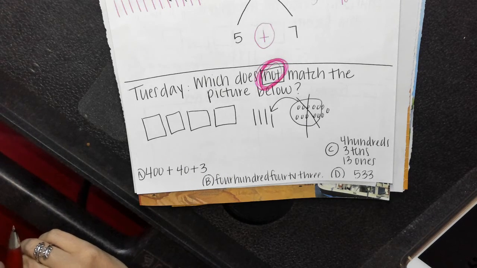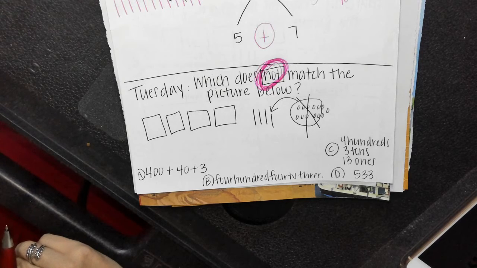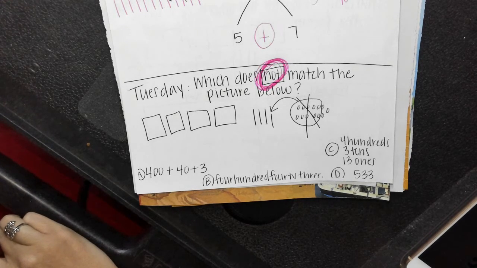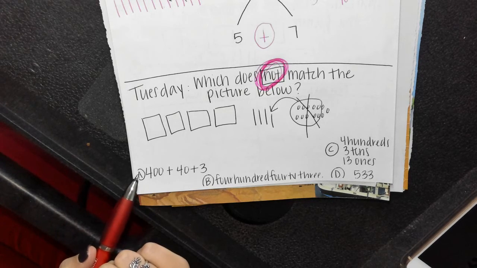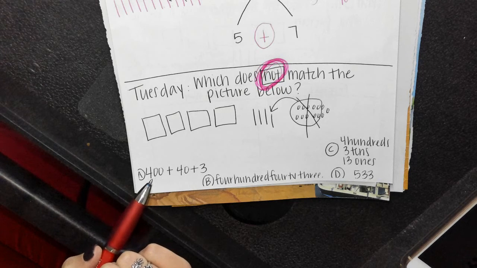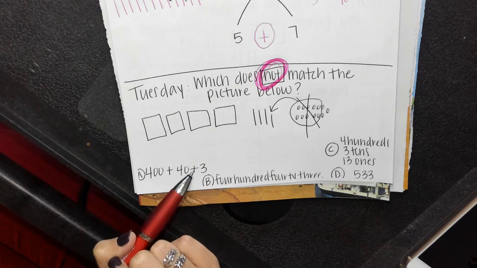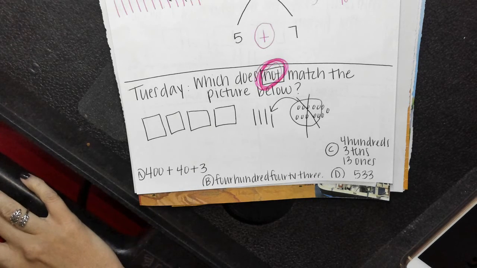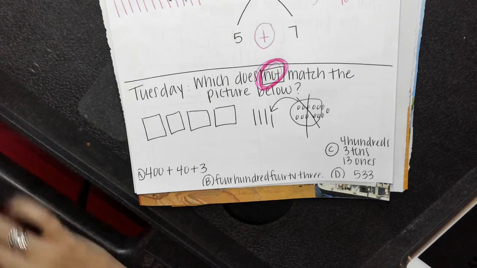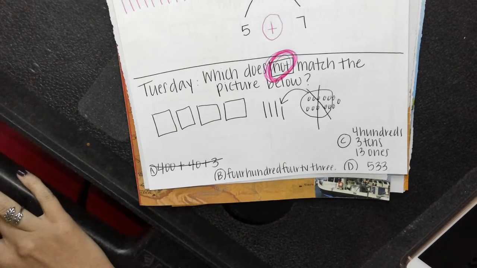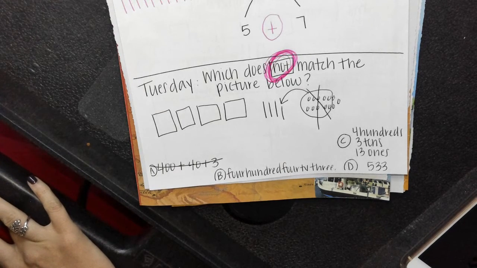Okay? We're looking for the right answer or the wrong answer? The wrong answer. Why? Because it says not. So looking at answer choice A, it says the expanded form is 400 plus 40 plus 3. Is that the right answer or the wrong answer? Right answer. It matches my picture, right? So go ahead and mark that out. Because we're looking for what answer? The wrong answer.